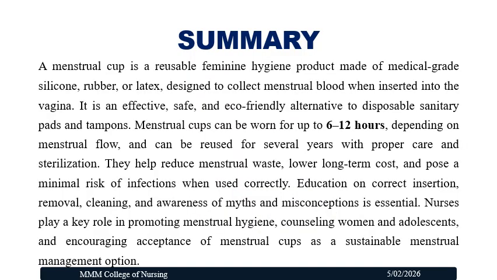Coming to the summary: a menstrual cup is a reusable feminine hygiene product made of medical grade silicone, rubber or latex. It is designed to collect the menstrual blood when inserted into the vagina. It is an effective, safe and eco-friendly alternative to disposable sanitary pads and tampons. The menstrual cup can be worn for up to 6 to 12 hours depending on the menstrual flow and can be reused for several years with proper care and sterilization.